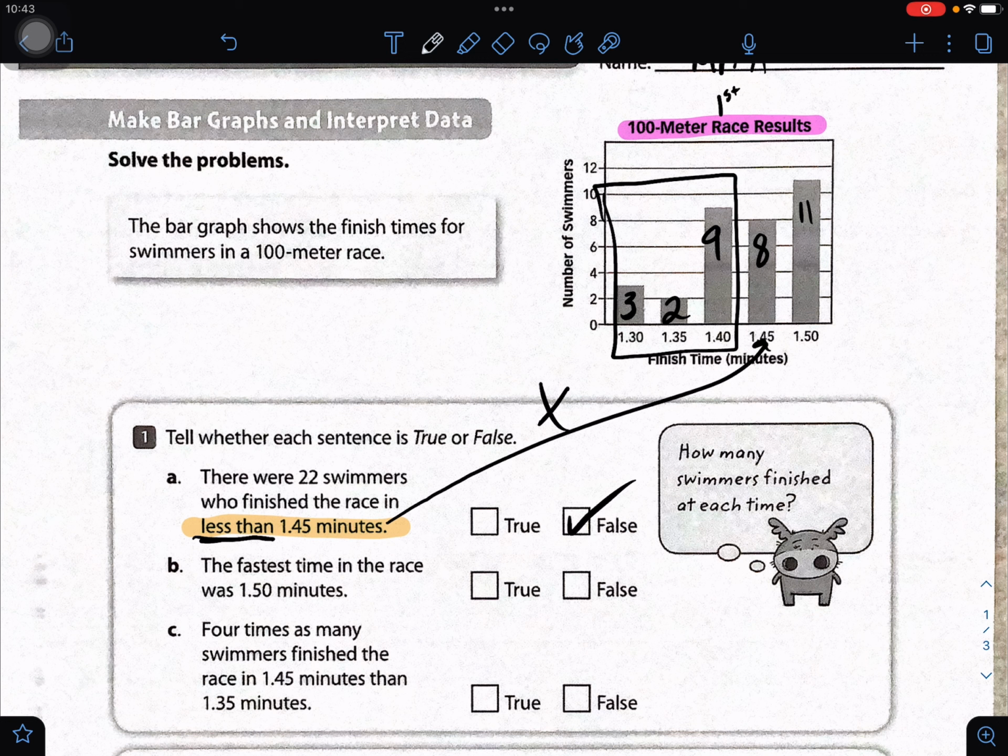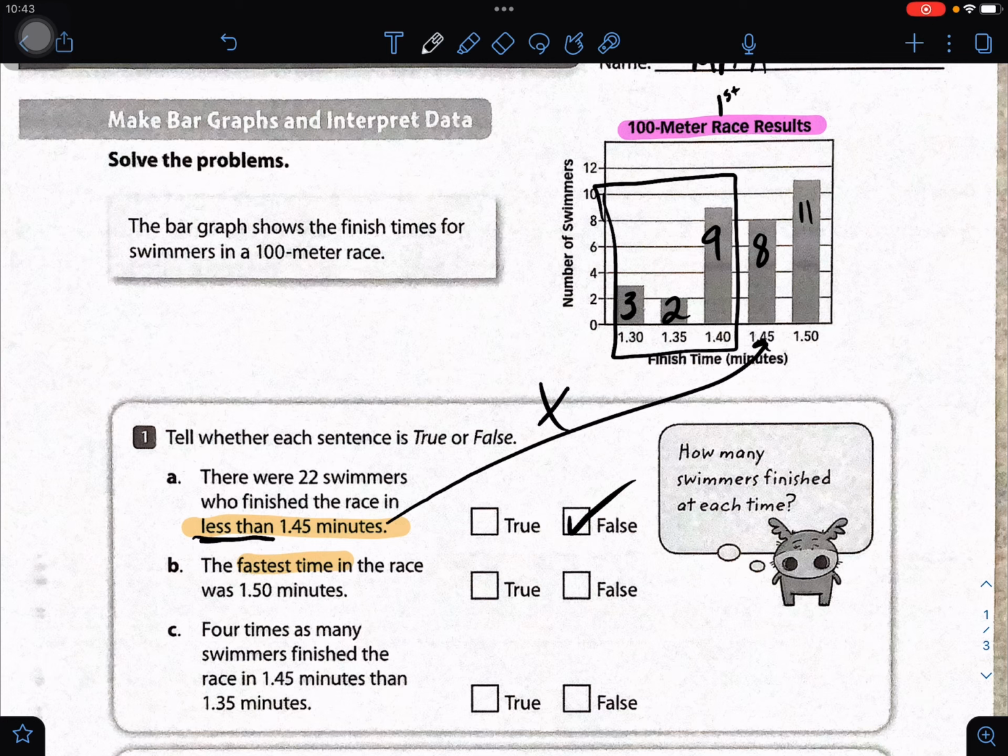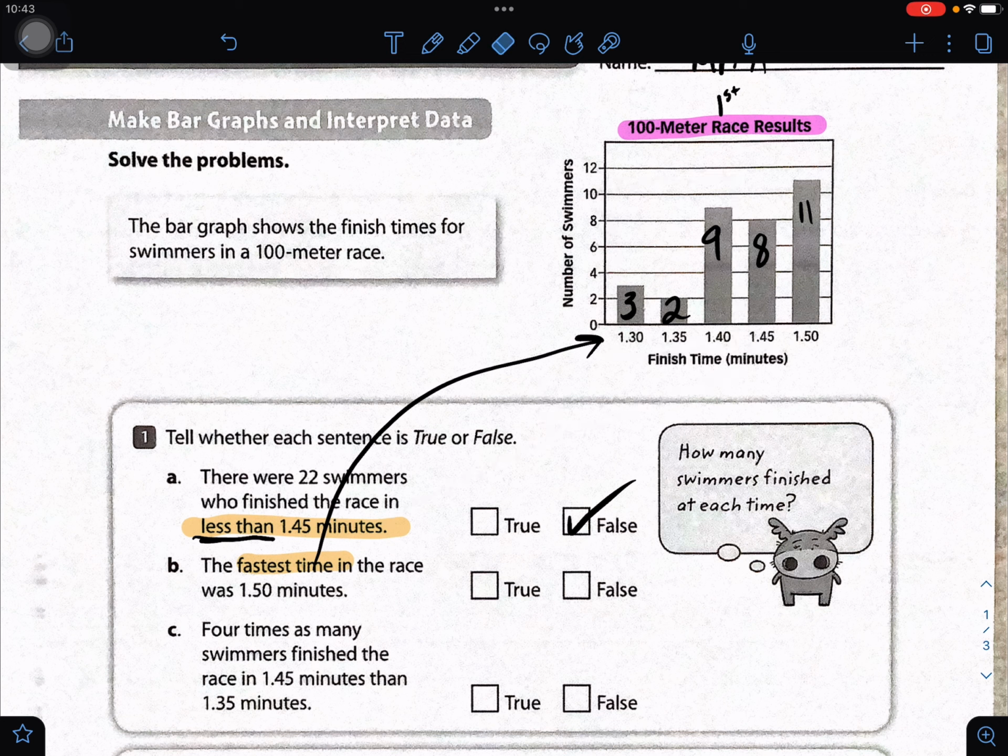The fastest time in the race is 1:50. Well, we already talked about races and time, and the fastest time actually represents the lowest number. And so if I'm looking at the lowest number of the race, I see that it's the 1:30. And so I know that this is also false.